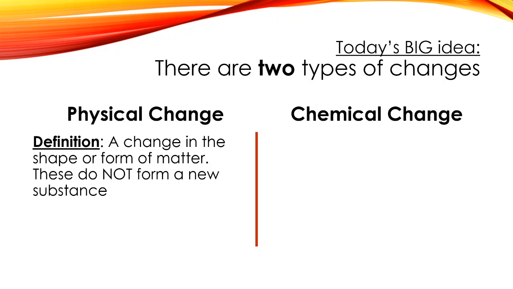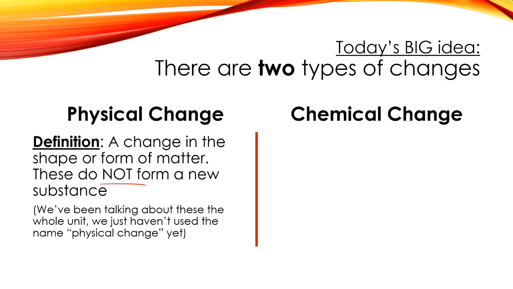A physical change is a change in the shape or form of matter, and most importantly, these do not form a new substance. It's just when you have a certain substance, some kind of matter, and you change its shape or its form or its state, but you don't make something new. For the record, we've been talking about these the whole unit, we just haven't used the name physical change yet. But as we're about to see, things like melting water or making a solution are all examples of physical changes.